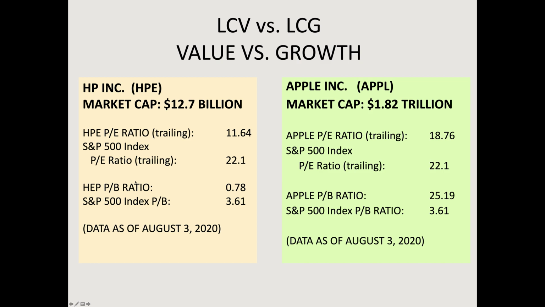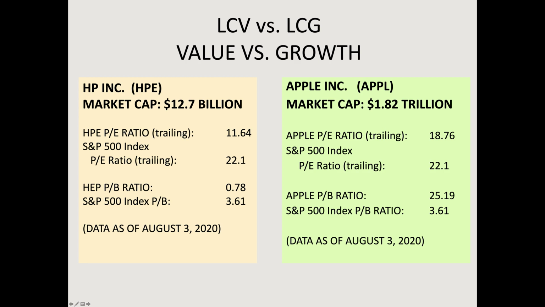The data here has not been updated, but we'll compare it to Hewlett-Packard. Hewlett-Packard's PE ratio was 11.64. That was really cheap compared to other large companies out there. And Hewlett-Packard's price-to-book ratio was such that investors were willing to pay less than $1 for the book value of that company. So basically, Hewlett-Packard is a cheap stock. It's a value stock.